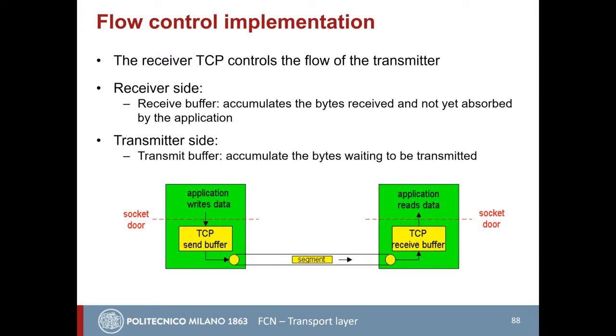There is also a transmit buffer in the transmitter, and this buffer holds the bytes that are waiting to be transmitted because of the window mechanism that controls the transmission. On the transmitter side, the buffer is written by the application and is read and emptied by the network, and data leave the sender buffer when they are introduced into a segment, and the segment is sent to the receiver.